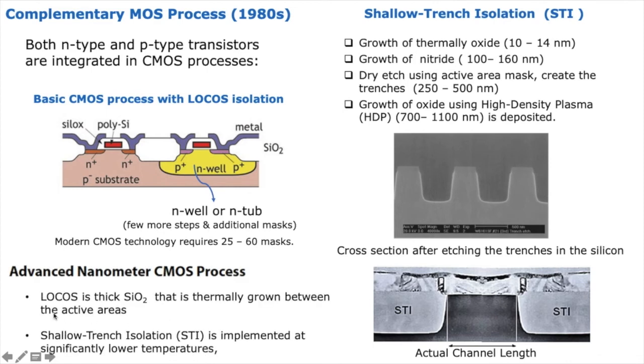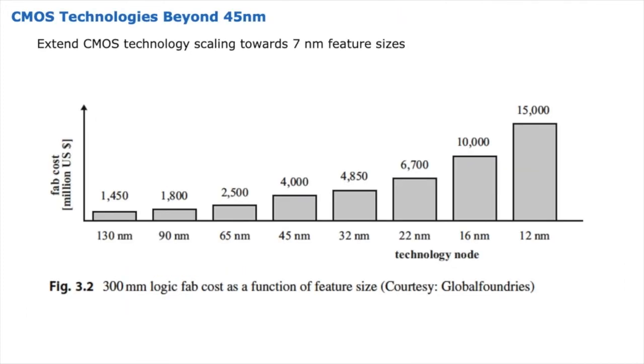So for advanced nanometer CMOS process, both are normally used, but STI is more popular. LOCOS is a thick SiO2 that is thermally grown between the active regions, but STI is implemented at significantly lower temperature. So that's another relatively low temperature processing required for STI based CMOS.